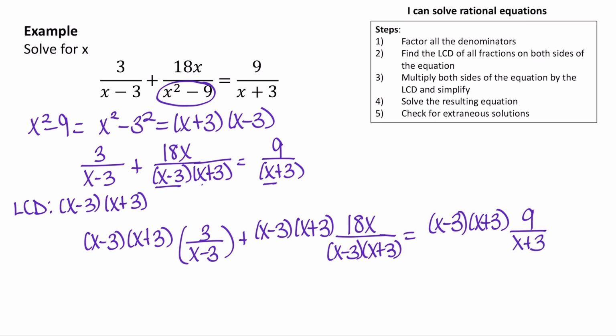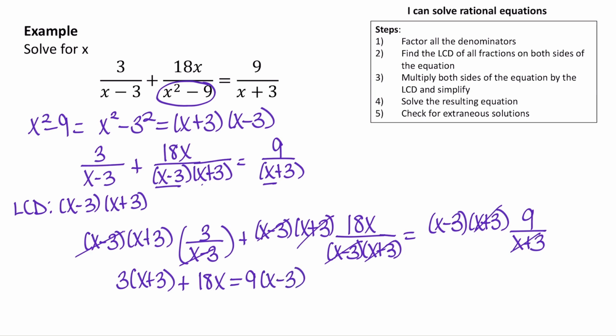So now let's cancel our common factors. So we have an x minus 3 up here, x minus 3 down here. So that leaves us with 3 times x plus 3. And then now in the second term, we have an x minus 3 will cancel. X plus 3 cancel. So we have 18x, and then that equals, and then here we have an x plus 3 and x plus 3 cancel. So we have 9 times x minus 3.